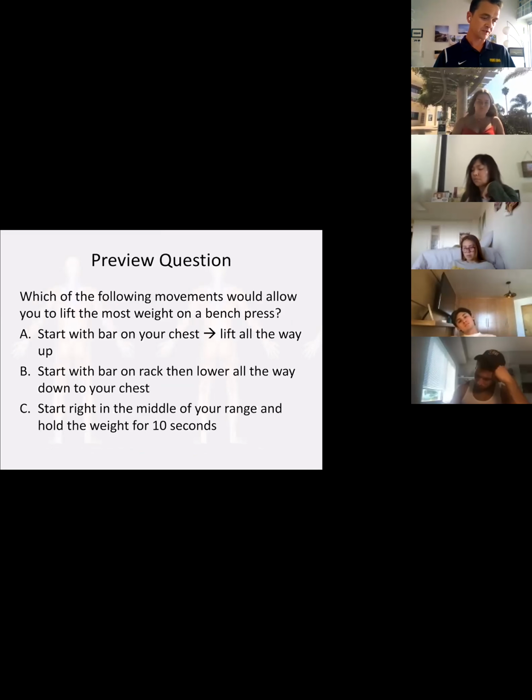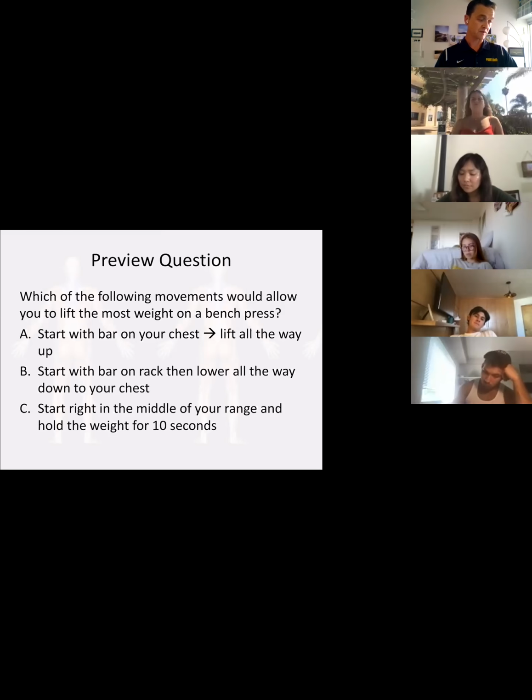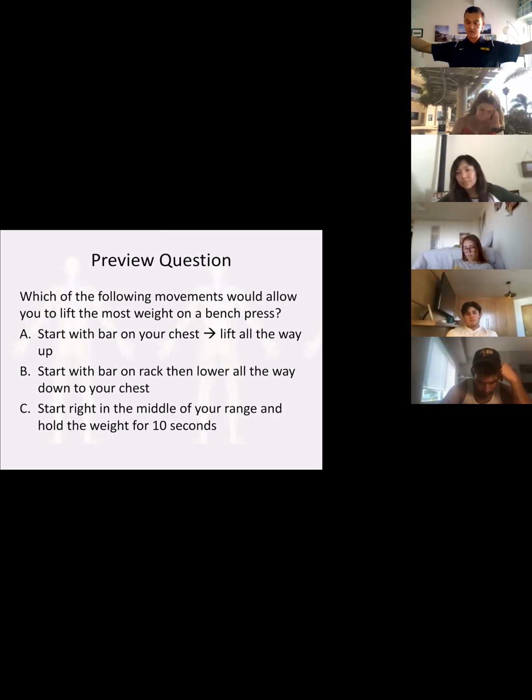Now another one here, which is a separate situation from the length tension relationship, is the 3 different types of muscle contraction. Okay, I'd like you to think about this one by yourselves for a sec. Which of the following movements would allow you to lift the most weight on a bench press? Starting with the bar all the way on your chest, somebody helps you lower it down, and you just start with it on your chest and lift it up yourself. That would be A.